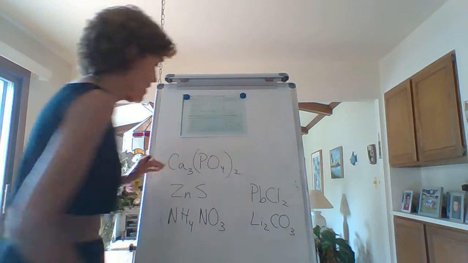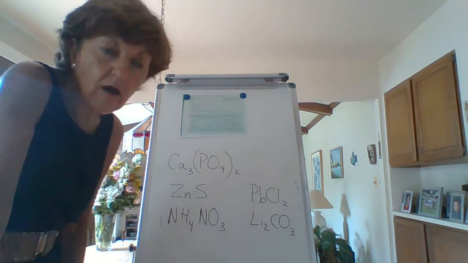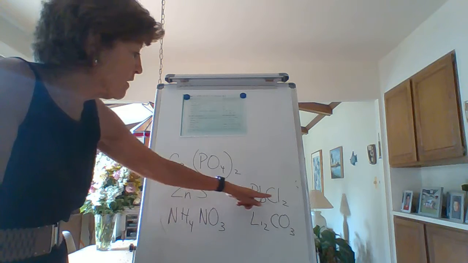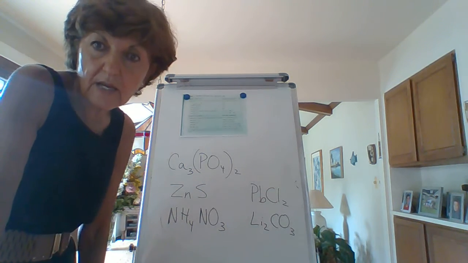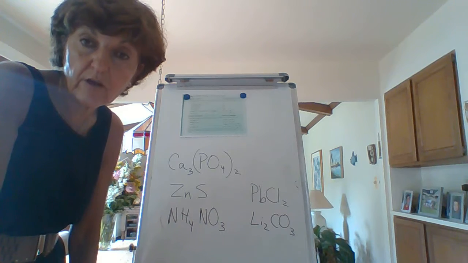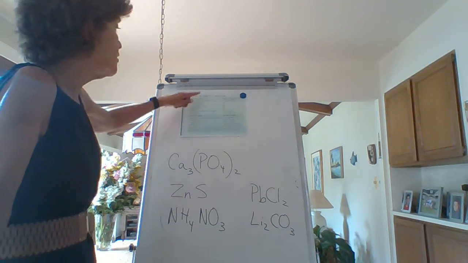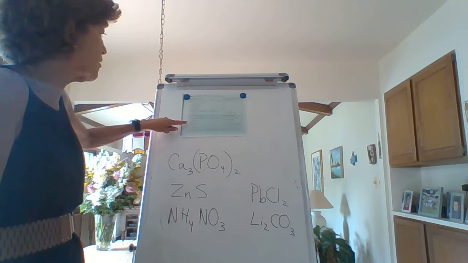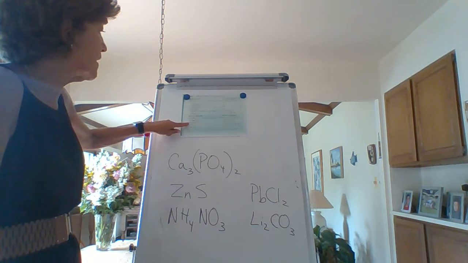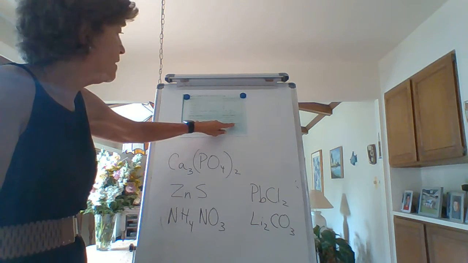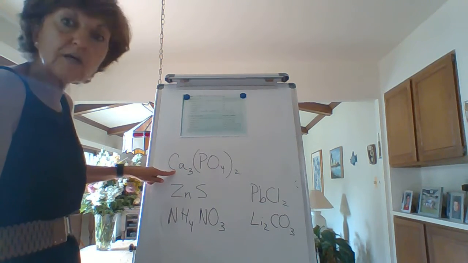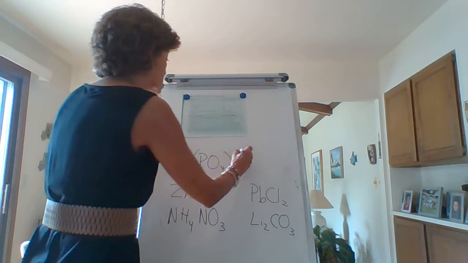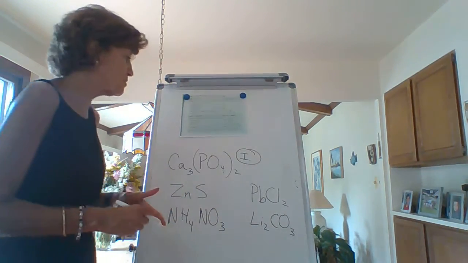All right, so I have 5 ionic compounds. I have calcium phosphate, zinc sulfide, ammonium nitrate, lead-2 chloride, and lithium carbonate. And I ask you, all right, which ones are soluble and which are insoluble? You just look at this chart. You look and see this phosphate here. It says phosphates are all insoluble unless they're hooked up to group 1A and ammonium. Well, this phosphate is not hooked up to a group 1A or an ammonium. It's hooked up to a calcium. So there, it isn't an exception. So this is insoluble. I'll just put an I for insoluble.